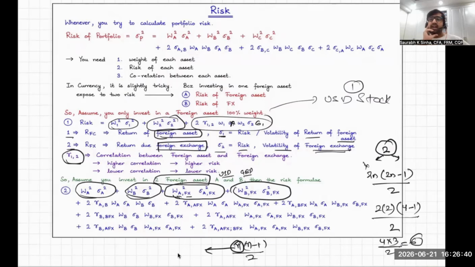Okay. With that, you have understood the nuances in the calculation of return and risk of the currency.